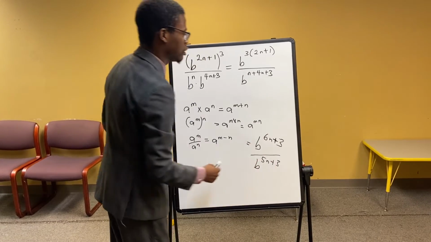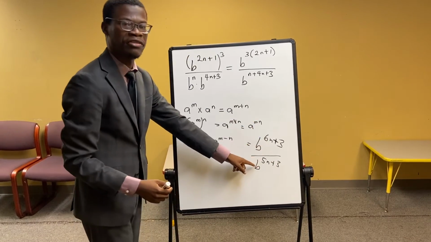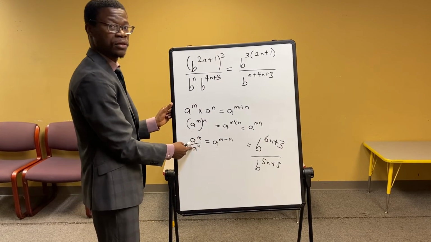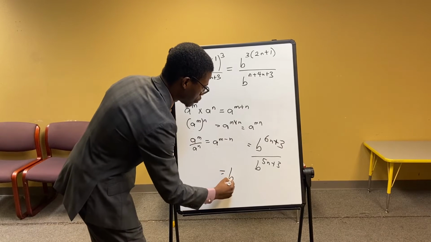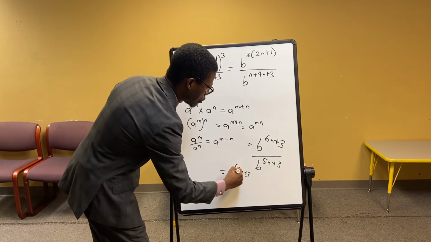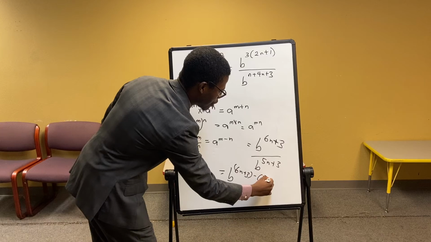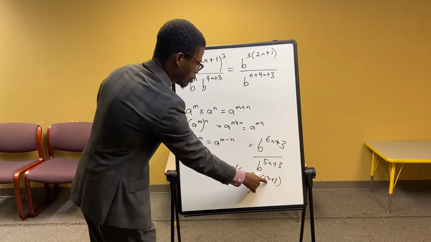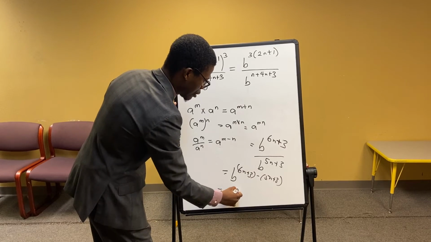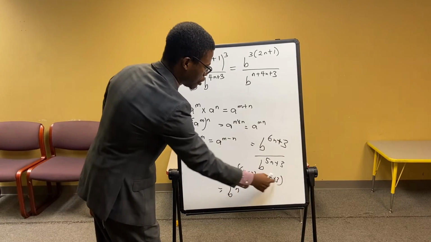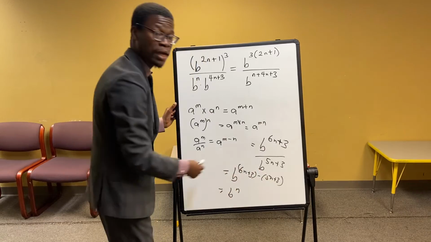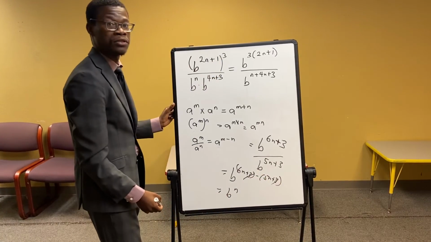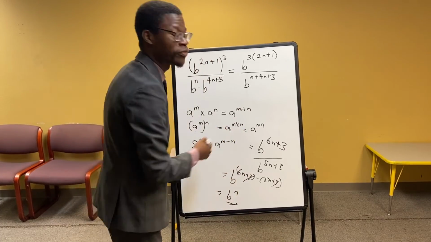Now, what do we do when we are dividing exponents together? We subtract here, just like this. So this gives me b to the power of 6n plus 3 minus 5n plus 3. All right, 6n minus 5n is what? n. Plus 3 minus 3, because minus times plus gives you minus. So plus 3 minus 3 cancels each other out, 0. So the answer is b to the power of n.